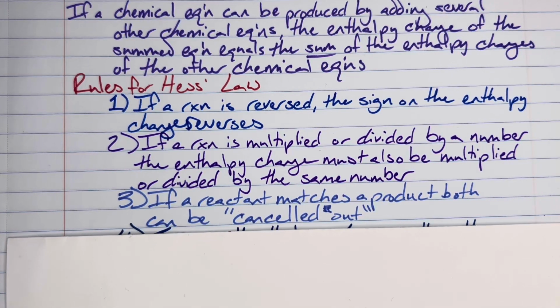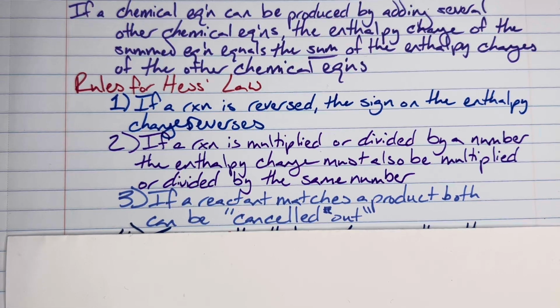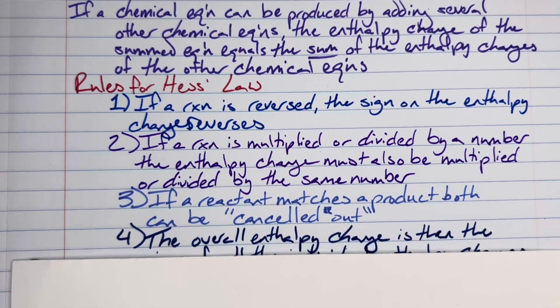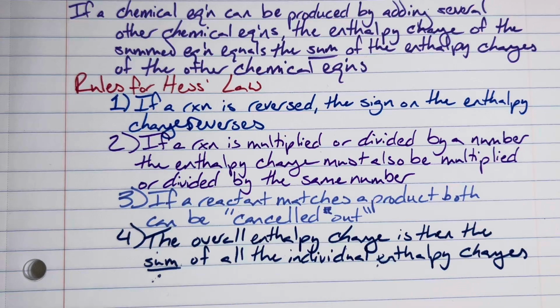Number 3, if a reactant matches a product, then they can be canceled out. We don't have to include their individual enthalpies in the overall calculation. And finally, the overall enthalpy change is then going to be the sum of all of the individual enthalpy changes.